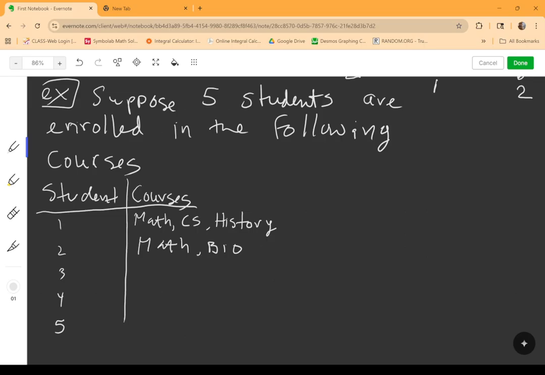Okay, and then student 3 is enrolled in CS, art, and then student 4 is enrolled in history, bio, and art, and student 5 is enrolled in CS and bio.